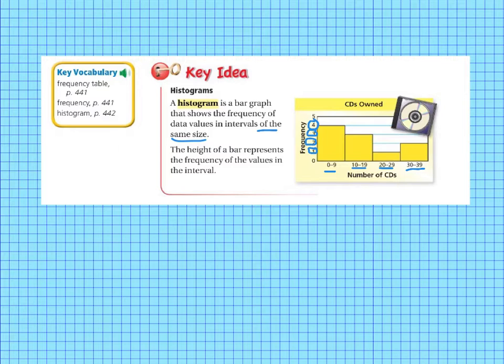Another key part of this is that you will notice the bars in the bar graph are touching. So that's important. And also, if you have an interval with 0 people in it, you go ahead and put that interval there. So let's pretend that nobody had 20 to 29 CDs. You would still put a space for that interval on your histogram. You would just have no bar there. So those are all really important aspects of how a histogram looks.